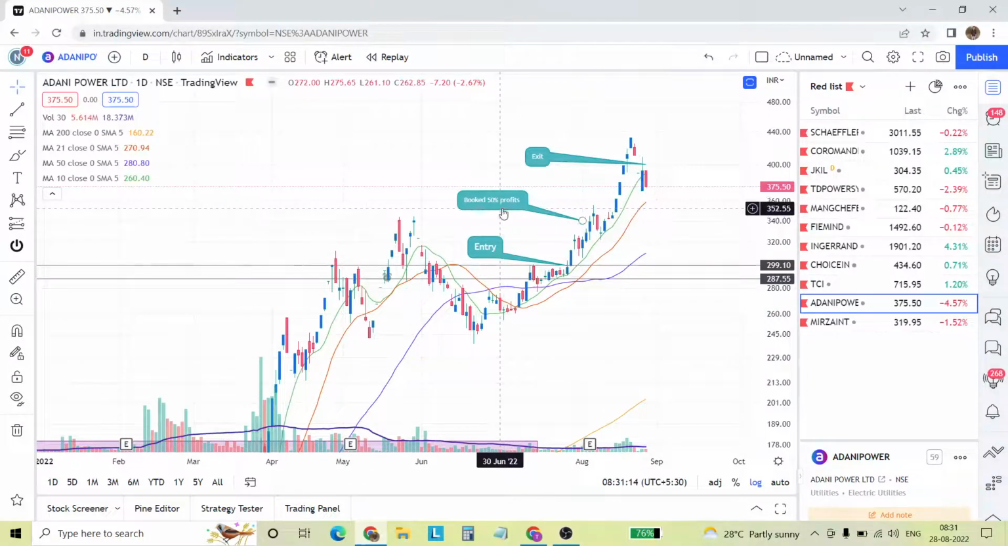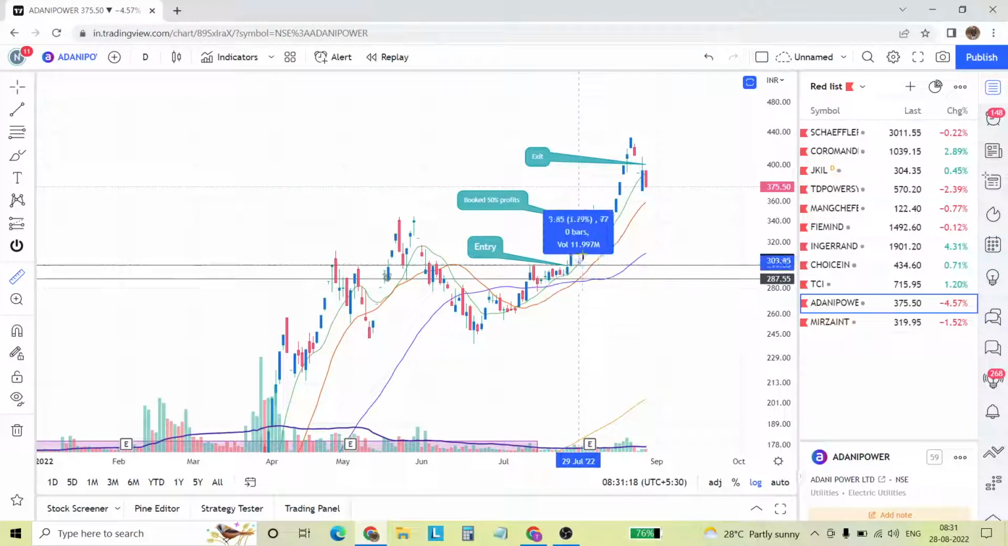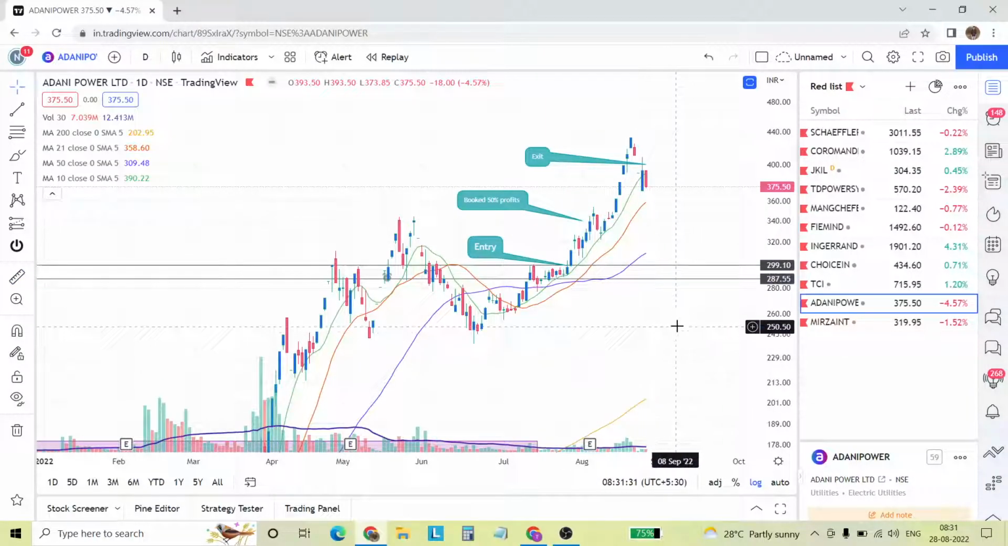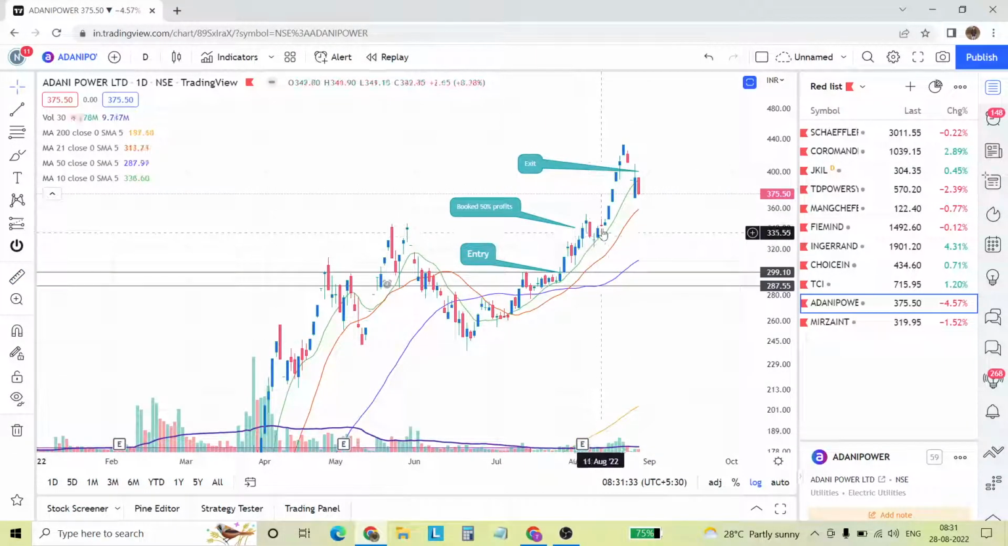So I took 50% off at this point, at around 14%. My stop loss was, let's say, 4%. So I took my profit at around 15%, that is half of the position, and I then let my trade run.